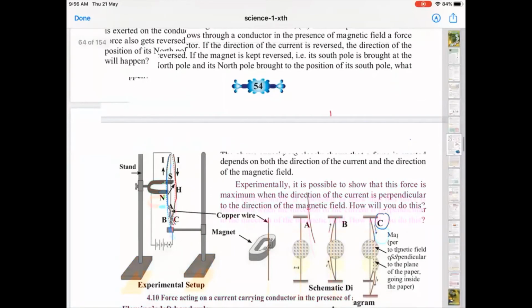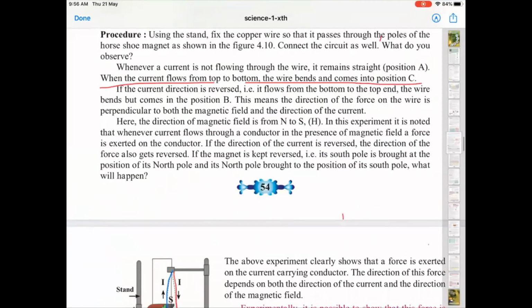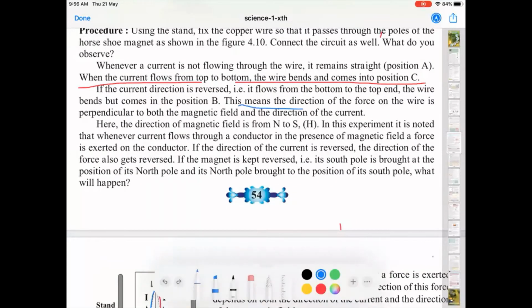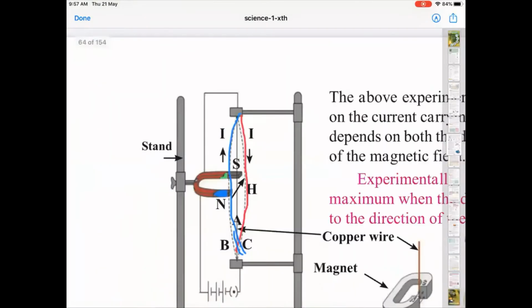Let's see that line which is very important, which is extremely important. This means that the direction of the force on the wire is perpendicular to both the magnetic field and the direction of the current. Then that tells you a very interesting point, that when you are changing the direction of the current, the poles which are formed, that is the north pole and south pole, also get reversed actually.